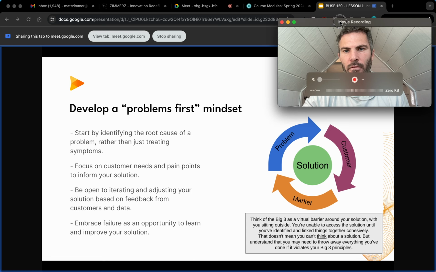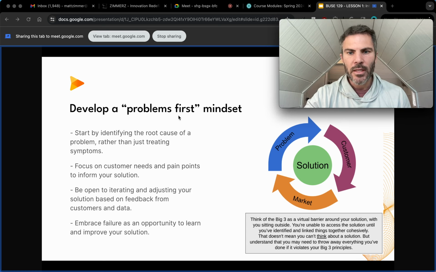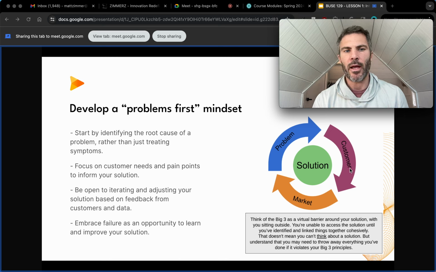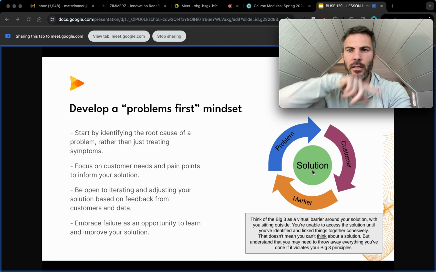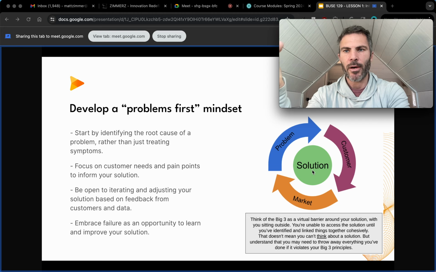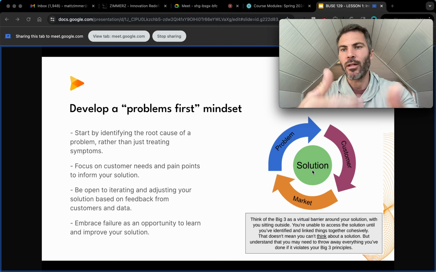So this is how I think about a problem first, solution second mentality. What we want to think about is we've got our solution in the middle, and spiraling around it our problem, our customer, and our market. Okay, so our problem is obviously what we're trying to solve. Our customer is who we're trying to solve it for, and our market is basically who and how we can sell it.